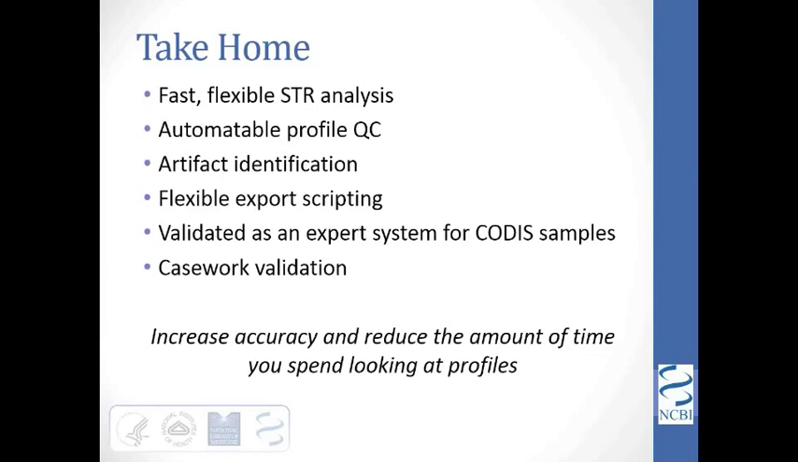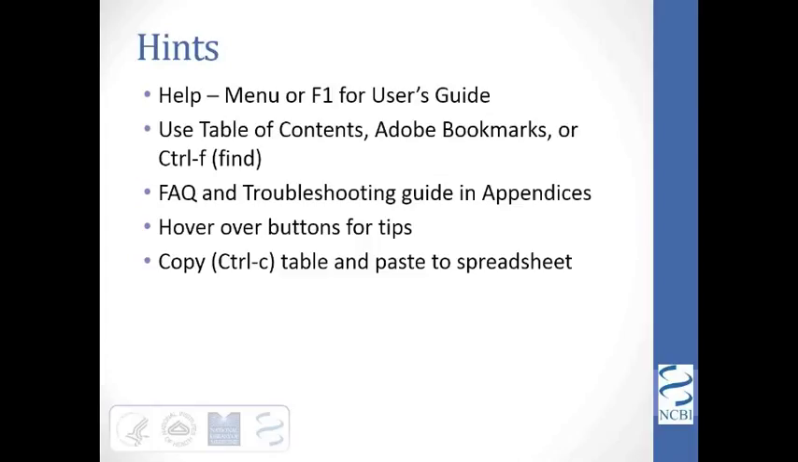When you're looking at OSIRIS, there are a couple of things that can be very helpful. The help menu and F1 will allow you to access the user's guide. The table of contents, Adobe Reader bookmarks, and Control F can be used when you're looking at that user's guide to ensure that you can find what you're looking for. Finally, I definitely would look at the FAQ and the troubleshooting guide, which are in the appendices of the user's guide, because that has the information that will help you with a lot of the problems that you might run into. In the program itself, you can hover over buttons for tooltips telling what the buttons do. And as a sneaky way of getting your data out quick and dirty, when you're in the table view, you can press Control-C or Command-C on the Mac, and you can then paste your allele calls straight into a spreadsheet.